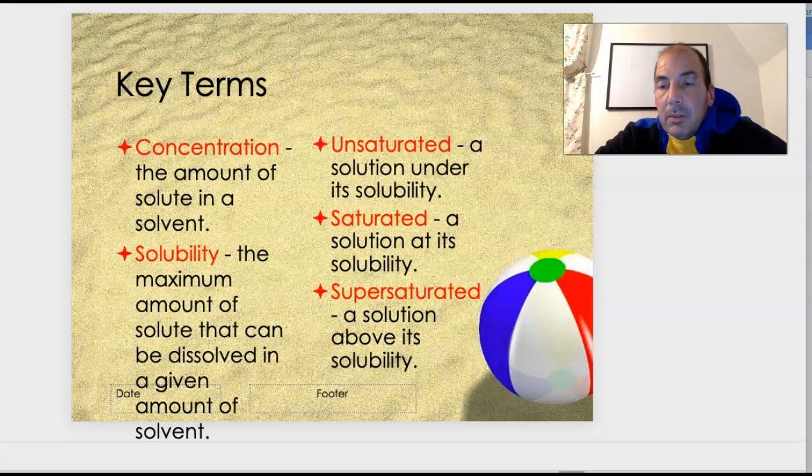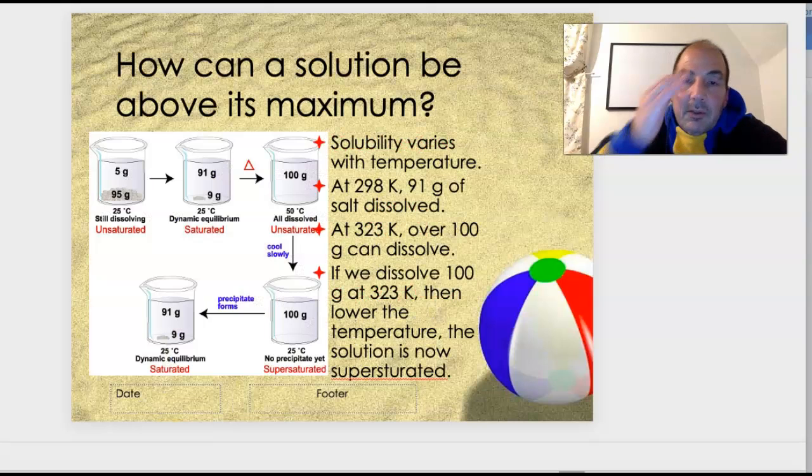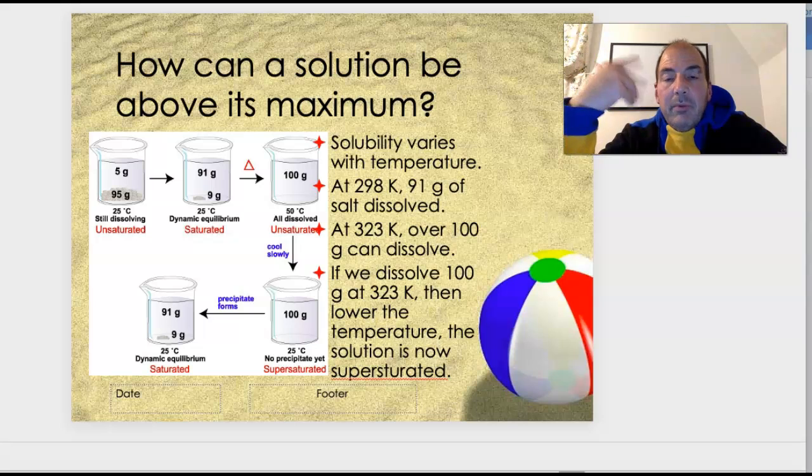And then we talk about a couple more generic terms: unsaturated, saturated, and supersaturated. Unsaturated means that a solution has less solute than its maximum, so less than its solubility. Saturated means it is at its solubility, and supersaturated means that it is above its solubility. Now you might be saying to yourself, how do you go above the maximum? But we've talked about this before. It's a temperature thing. The solubility of a substance is defined by temperature. At higher temperatures, solids will dissolve better.